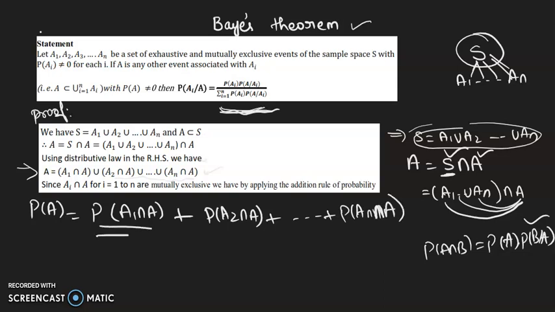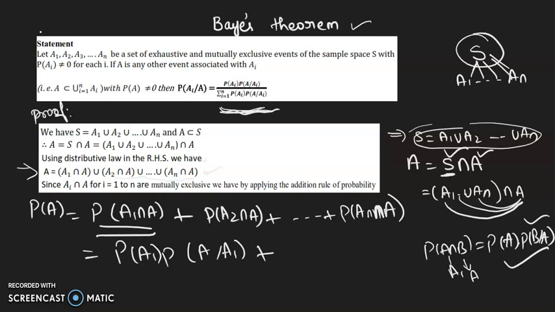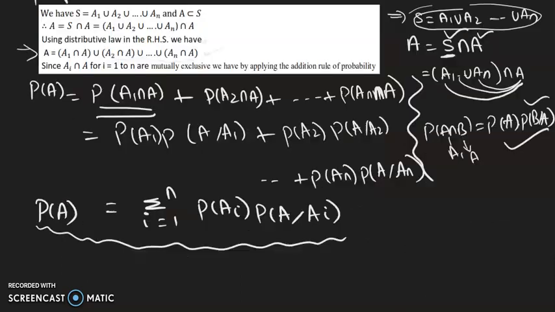Now for this, I am going to use the property of conditional probability. In the place of A, I have A1. In the place of B, I have A. If I replace this, what will I get? P of A1 into P of A given A1, plus P of A2 into P of A given A2. Let it be rough work. I have written till the last term.